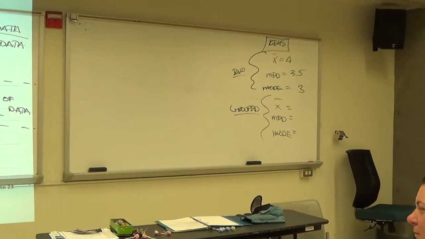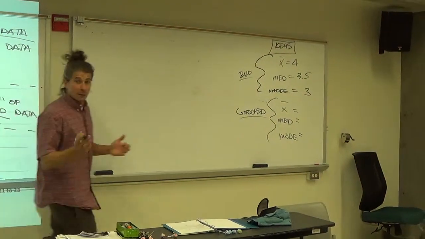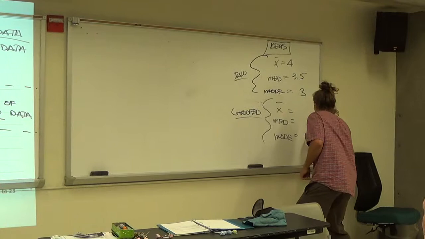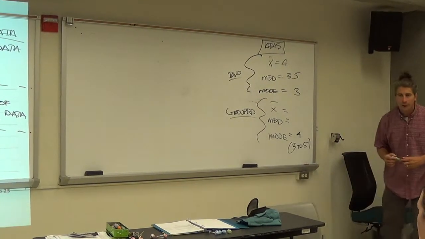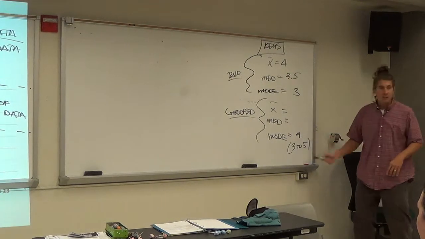So over here, for the mode, we can either say 3 to 5 or 4. So I'm just going to put 4, and then in parentheses I'll put 3 to 5, because honestly you could put either. But to make the calculations easier, it's going to be 4.